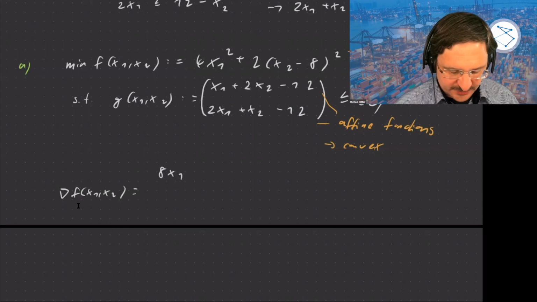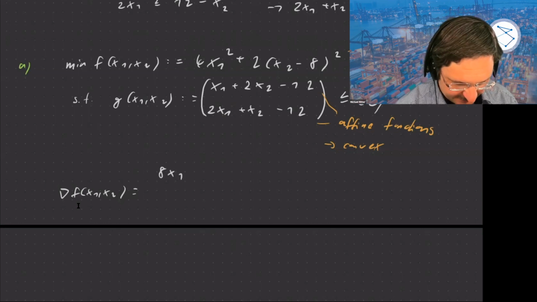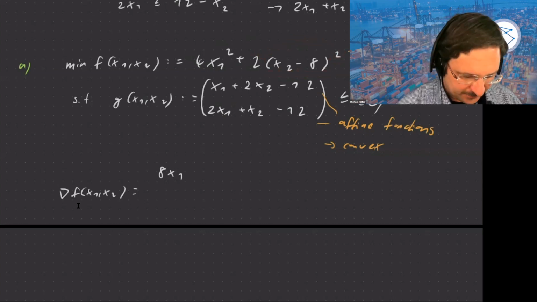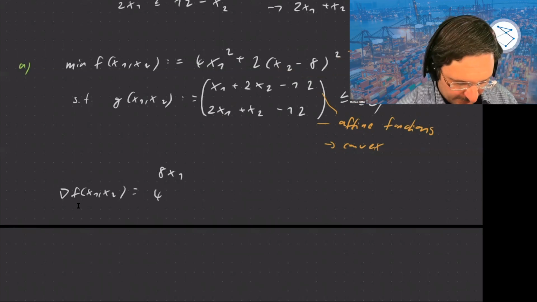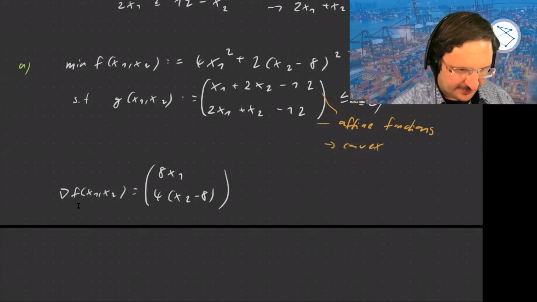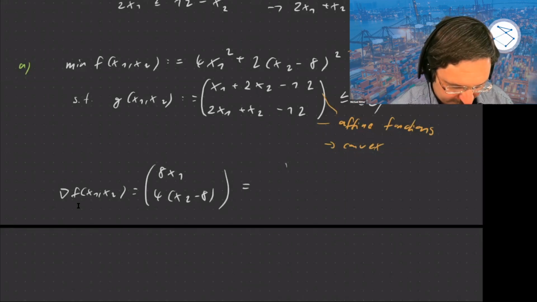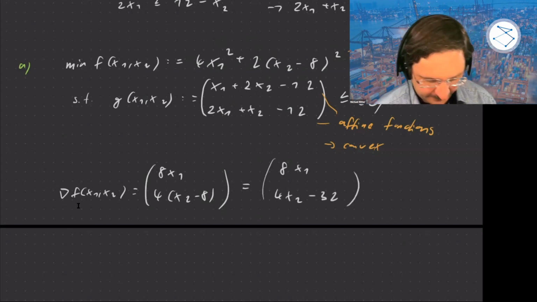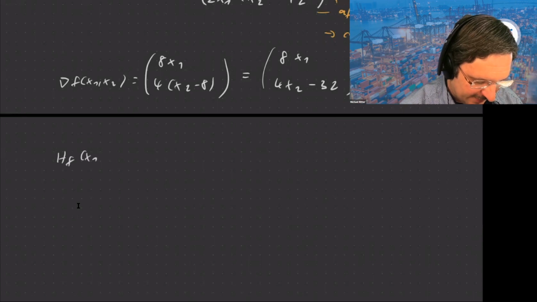And with respect to x2, we get, let's see, x2 appears here. So we get 2 times 2 times this expression here. So 4x2 minus 8. Right? So this here is the gradient, or in other words, 8x1 and 4x2 minus 32. Okay. And once we have that, we can easily come up with the Hessian as well.